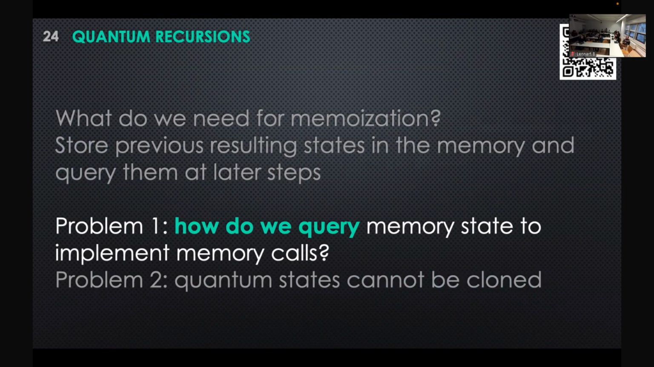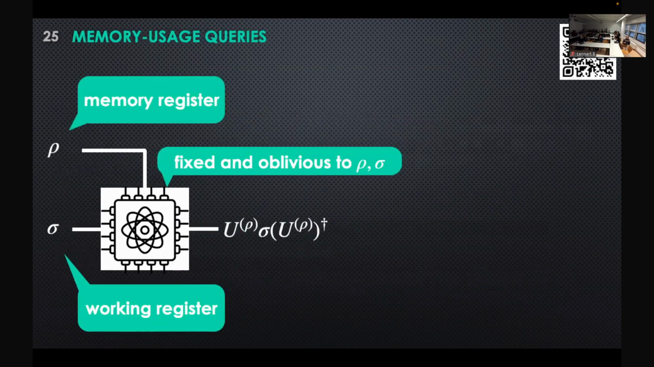We'll solve the first problem first. So this is what we want. We have a working register, and we input the memory register, and we do something that is fixed and that we can do without knowing this memory state and the working state, because in general, we don't know what the memory state is. And we want to achieve what we want.